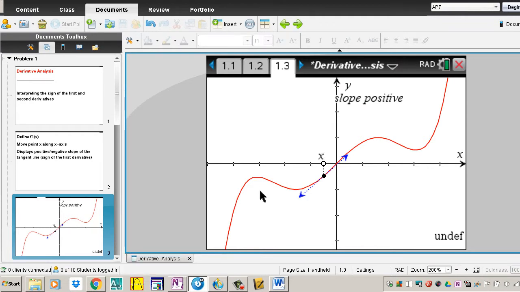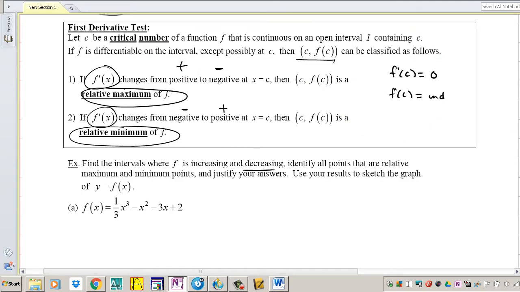Now, one thing that you have to note: just because you have a maximum doesn't mean that this maximum is going to be the highest point. Notice this is a minimum. This minimum is actually higher than its maximum. So these are called relative maximums and relative minimums, meaning that they're not the global or the absolute max and min of the function. So I hope that helps you guys understand what's going on today.